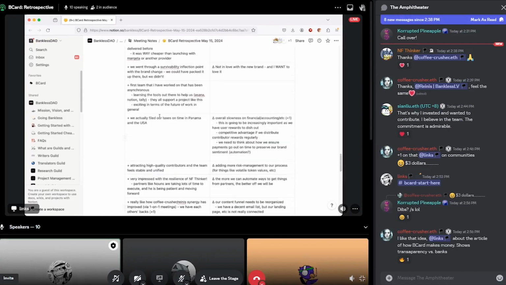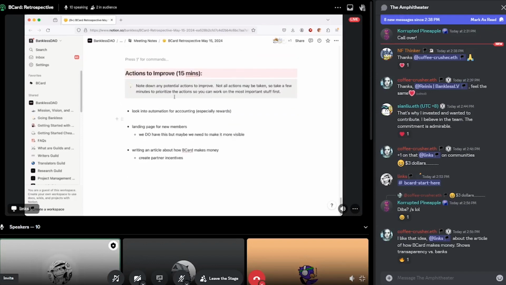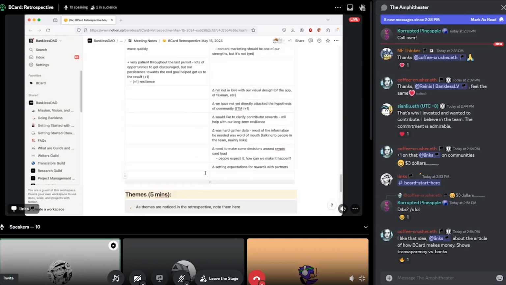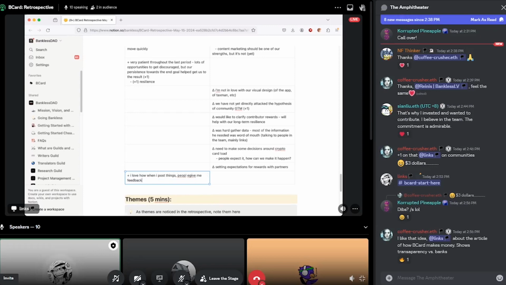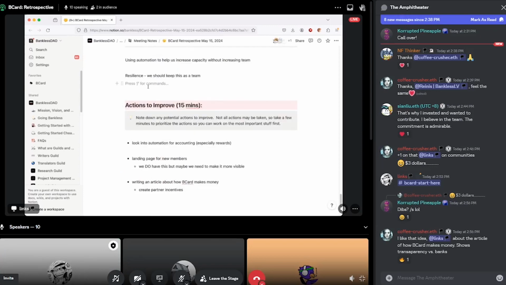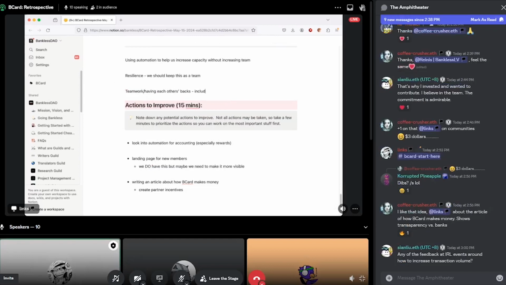I think we talked about teamwork. I really like this idea of people having each other's backs. I really like how Rainus and Coffee Crusher feel like they have each other's backs. I will even put it as a positive that I love how when I post things, people give me feedback. I really love that. I think it's amazing. So teamwork, having each other's backs, includes things like feedback, support, help, etc.